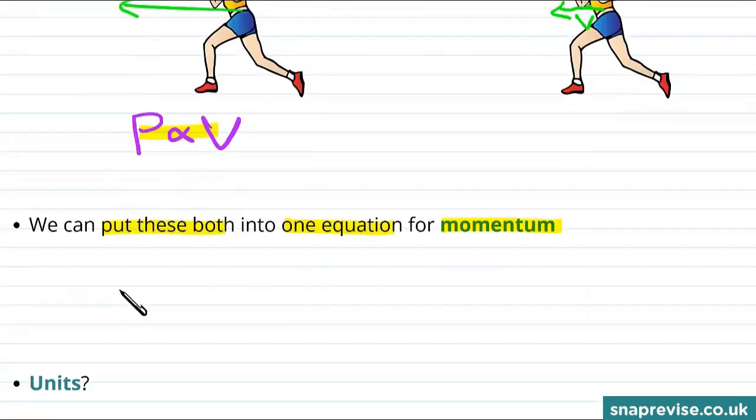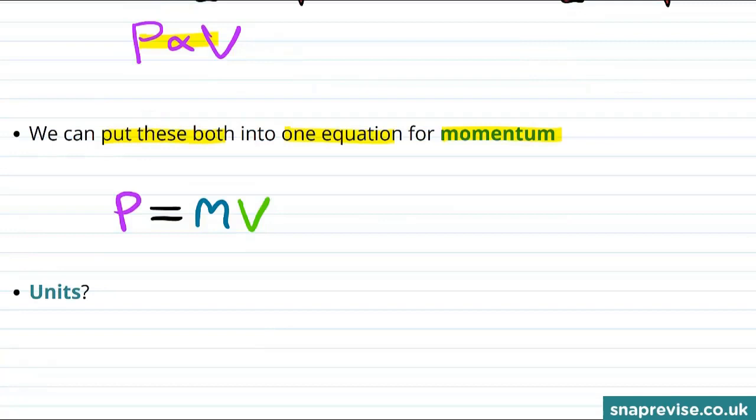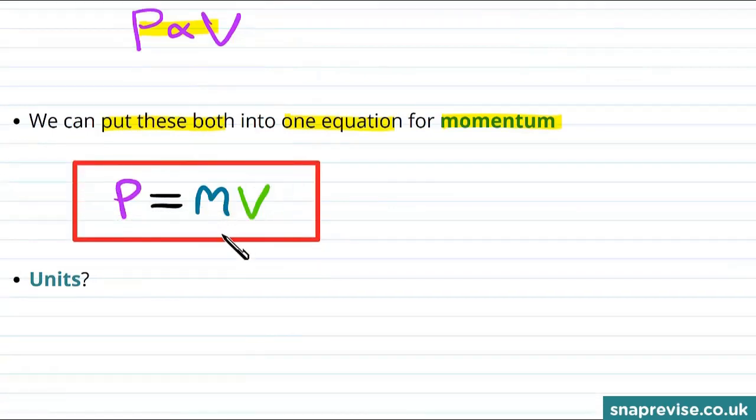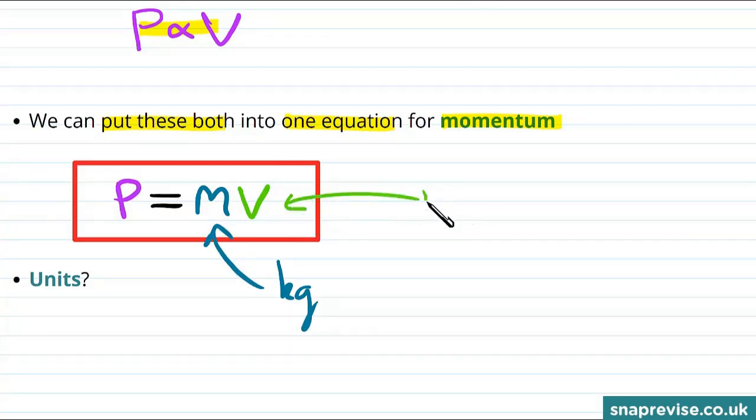We say that the momentum is equal to the mass multiplied by the velocity. As for the units in this equation, the mass is given in kilograms, the velocity is in meters per second, and the momentum is measured in kilograms meters per second.